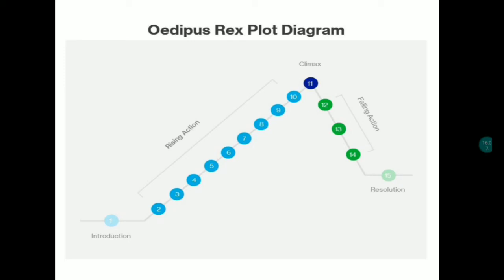where the action turns to a different mood, that is called climax, and after that part, that means the right side part, it is called falling action. Here the complication starts to unravel, and then at the end resolution or denouement.